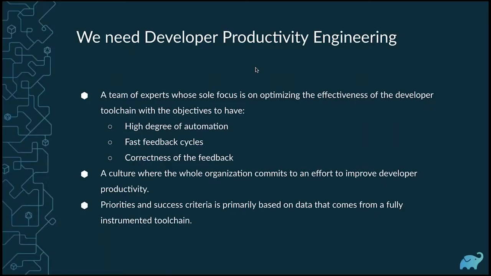And very, very important, the priorities and success criteria for developer productivity engineering is primarily based on data that comes from a fully instrumented toolchain. It's not based on who complains the loudest, on some gut feeling. Toolchains are way, way too complex. And if you don't have data, you will not be able to do the right thing.